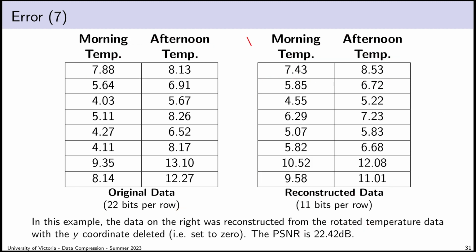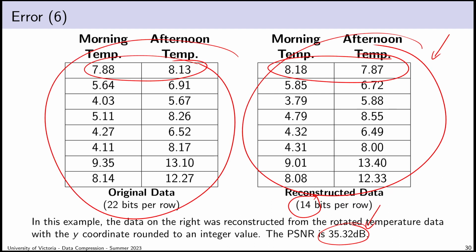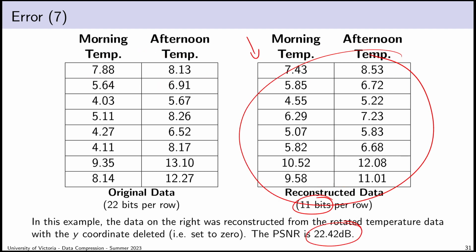The second transformed representation I tried was deleting the Y coordinate altogether. So now I'm storing my data in 11 bits per row. I'm just storing the transformed X coordinate. And we notice that although this still looks plausible as data, it definitely is off by a bit more on average. Its PSNR is 22. Low PSNR is low quality, and 22 is significantly lower than 35. So my 14 bit per row representation was definitely higher quality, even if there were some individual anomalies that I didn't like. Okay, so that's one way of measuring error in the absence of any better ideas.